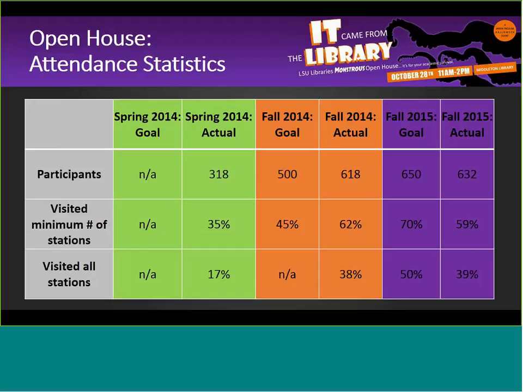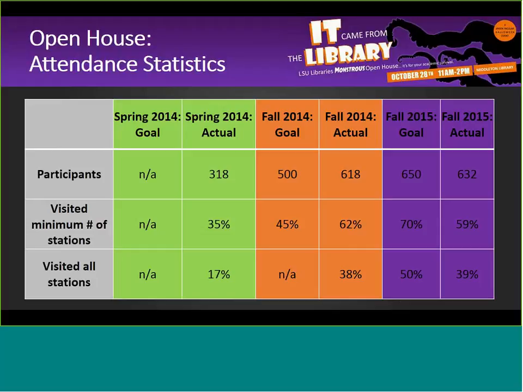And you can see if you look at fall of 2014 and 2015, we doubled that number both years. So we figured out what to do to improve it in that regard. And then the second row is the minimum number of stations.